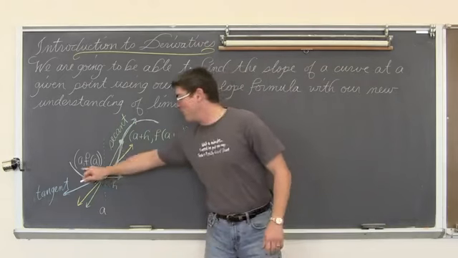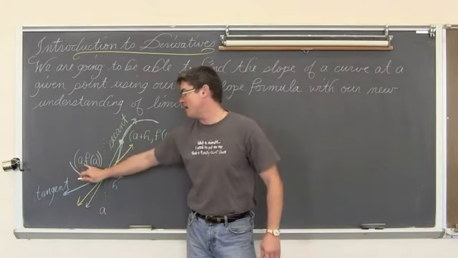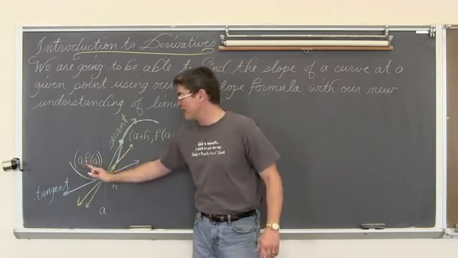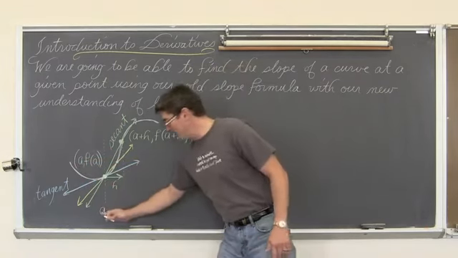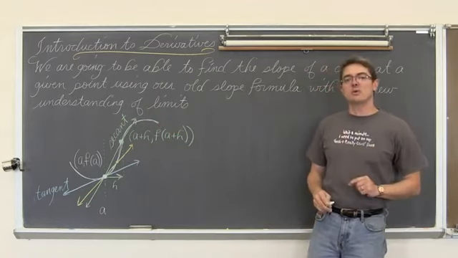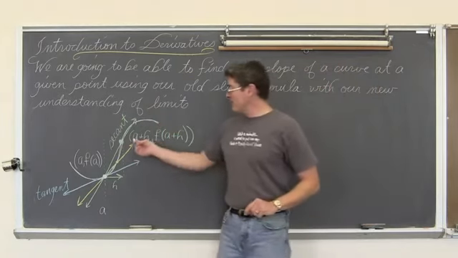So we're going to have a point defined as a comma f of a, basically just fancy function notation for x and y. Only a is going to be the particular x value at which we're going to find slope. And then there's going to be another point.